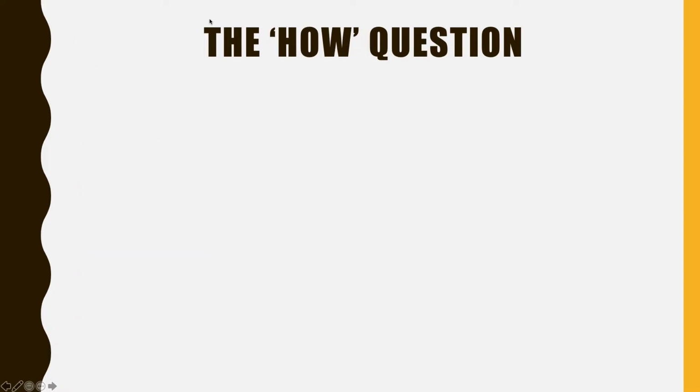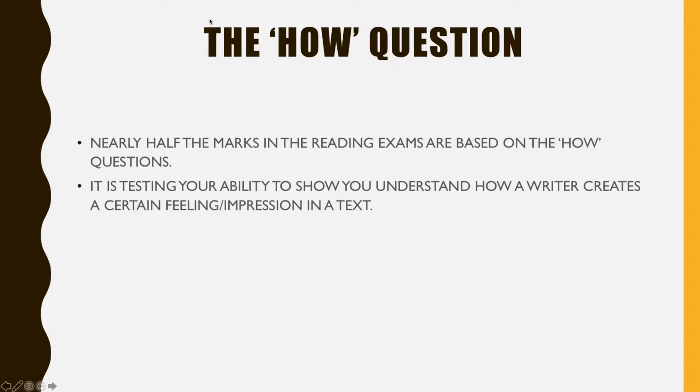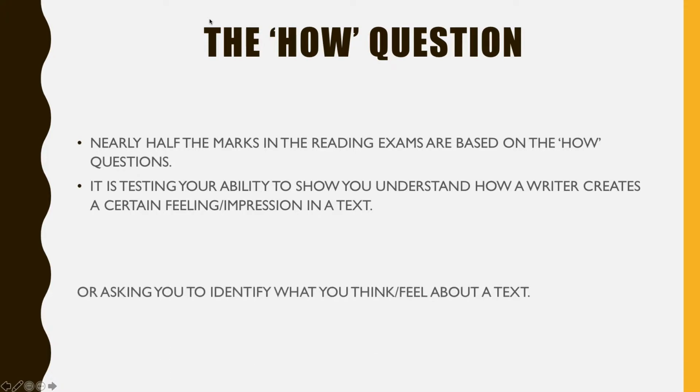What we're coming up to next is the how question. I'd say that nearly half the marks in the reading exams are based on this how question. There are 2 questions like that in paper 1 and 1 in paper 2. And there's also an impressions question, which is quite similar. These how questions are testing your ability to show that you can understand how a writer creates a certain feeling or impression in a text. Sometimes it might ask you what impression is created and how the writer creates that impression. So there's a crossover between the impression question and the how question.